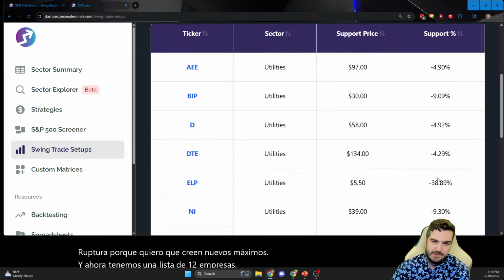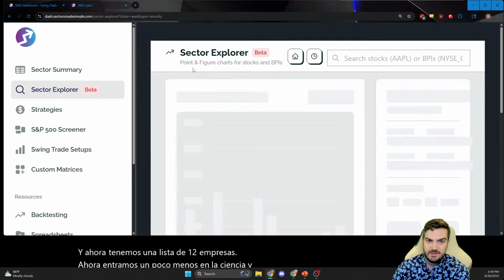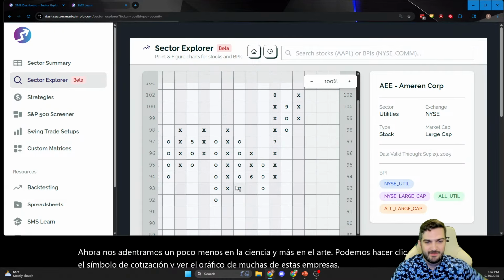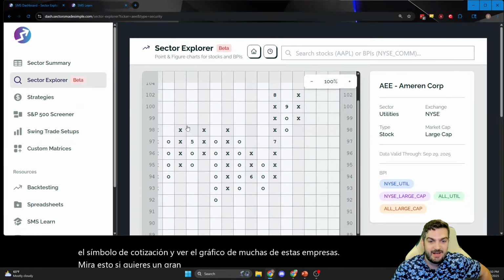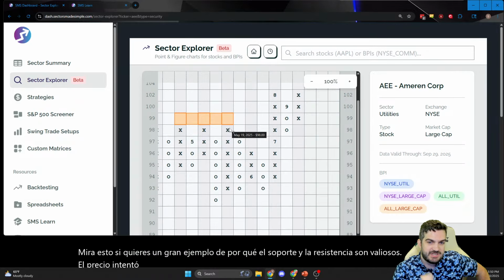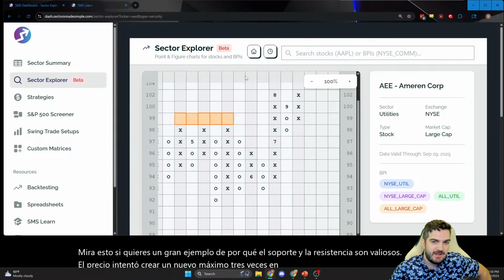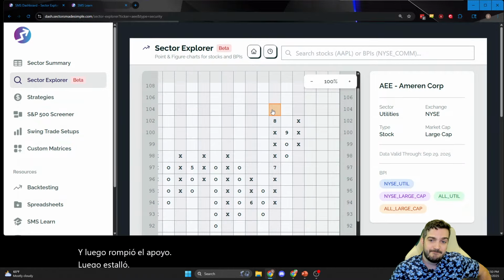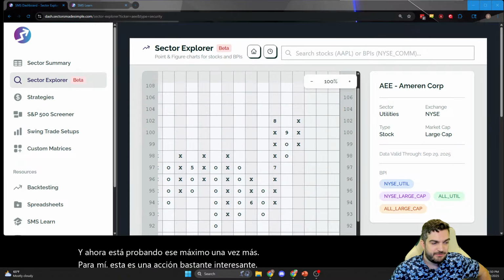Now we get into a little bit less of the science and more of the art. We can click on the ticker symbol and see the chart for many of these companies. Check this out. If you want a great example of why support and resistance is valuable, the price tried to create a new high 3 times in April and May and failed to do that, and then broke support. It then broke out and created a high and is now testing that high once again. This to me is a pretty interesting stock. Cool. Let's plug it in.